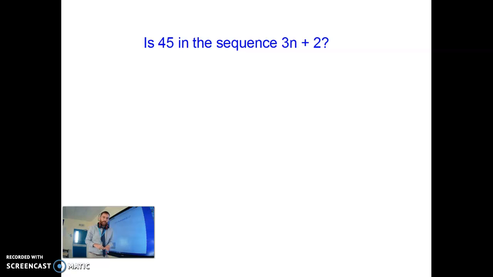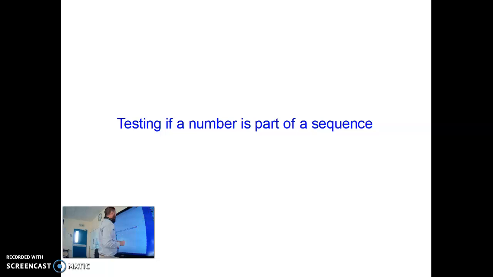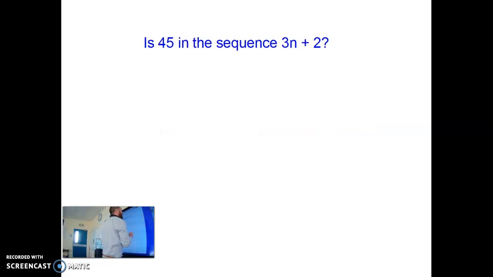Hello maths fans. We're going to be testing to see if a number is part of a sequence. This follows on from work with nth term, okay? So we're taking the nth term and using it to test if a number is in a sequence. Let's look at an example.